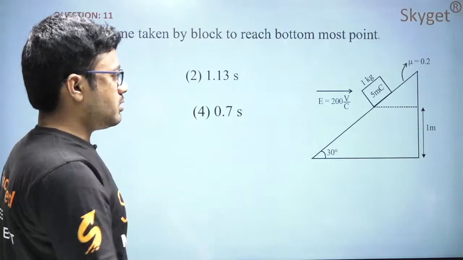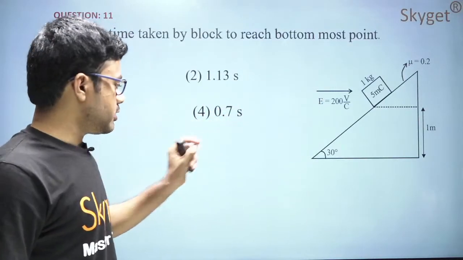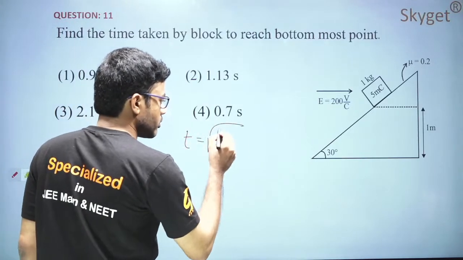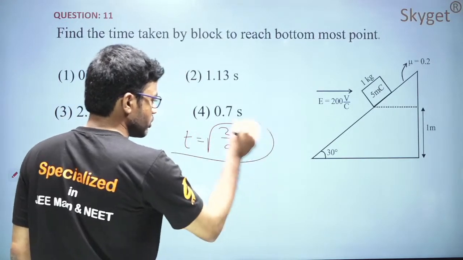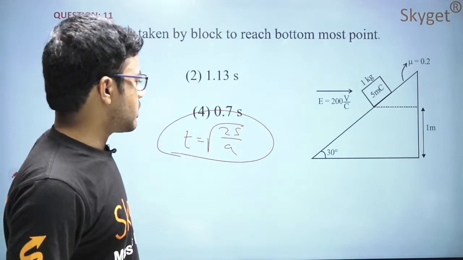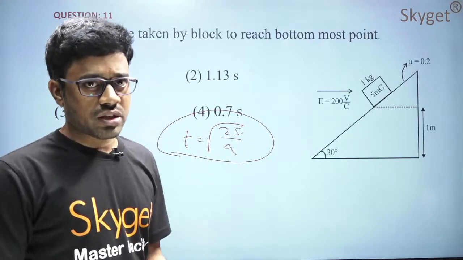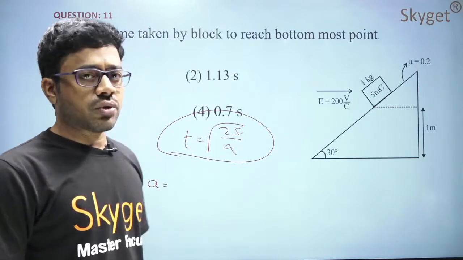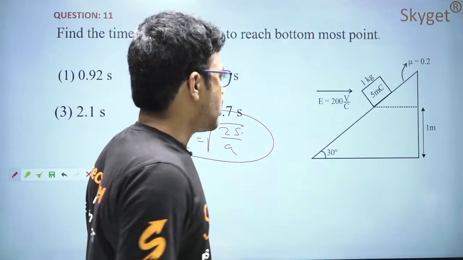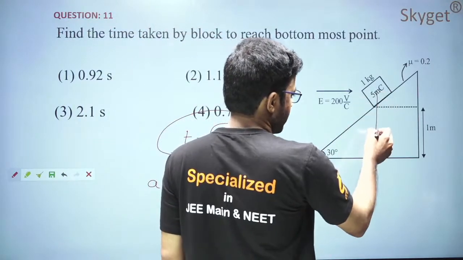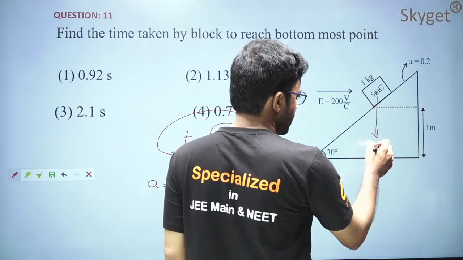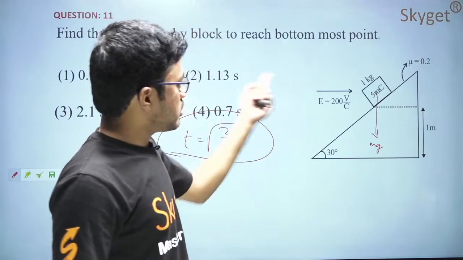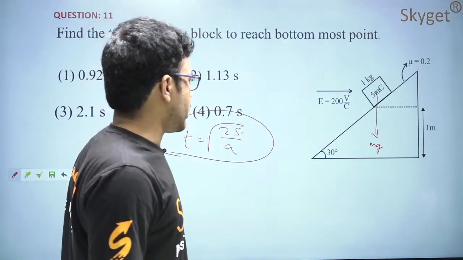Obviously when the block is sliding like this from an inclined plane, the time taken is equal to root over 2s by a. So the first thing you have to consider is the s and a values. Majorly you have to find the value of acceleration. To find acceleration, what are the quantities present here? The weight obviously will act downwards, mg. The mass is given as 1 kg. As he has not mentioned the value of g, take it as 9.8.